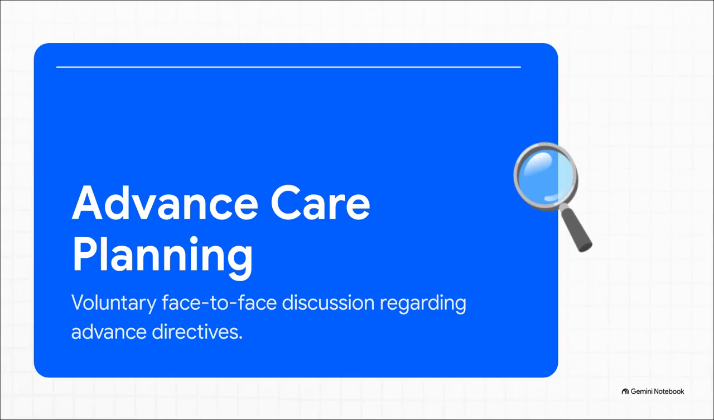According to the CPT guidelines, advanced care planning is, at its core, a voluntary face-to-face discussion. This happens between a physician or qualified healthcare professional and the patient, a family member or a surrogate, all regarding advanced directives. It's an absolutely crucial conversation about future medical care. And the best part? It can be provided across literally any care setting. We're talking outpatient offices, inpatient floors, observation units, or even nursing facilities.